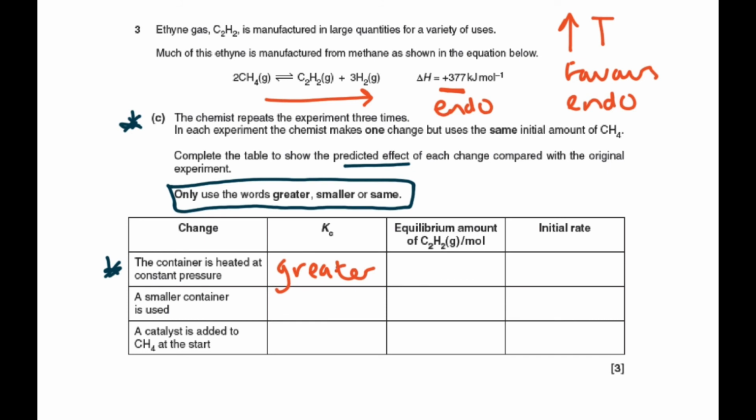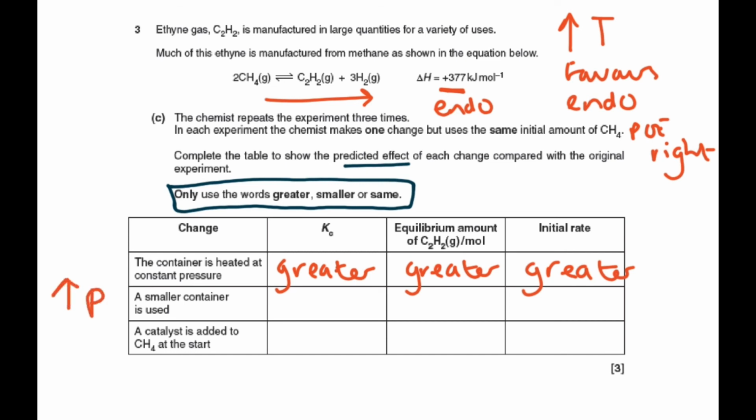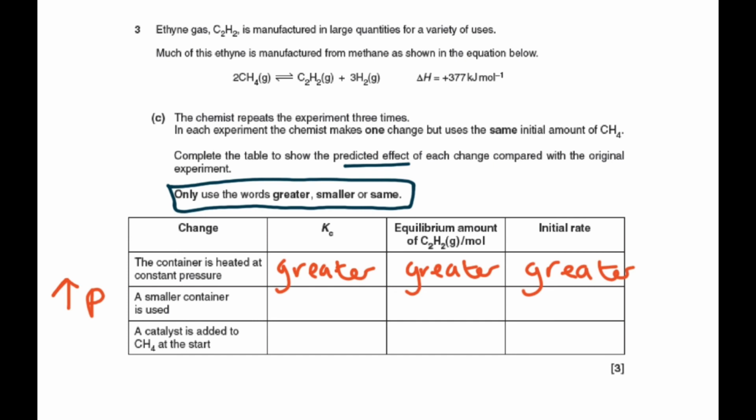The equilibrium amount of the ethine is also going to be greater, because the position of equilibrium is moving to the right. And the rate, increased temperature increases the rate of reaction, so the rate will be faster too, greater. Right, the next one, if you use a smaller container. By using a smaller container, what you're saying is you're increasing the pressure. Now, increasing the pressure does not affect Kc. Kc does not change when you increase the pressure, so Kc will stay the same.